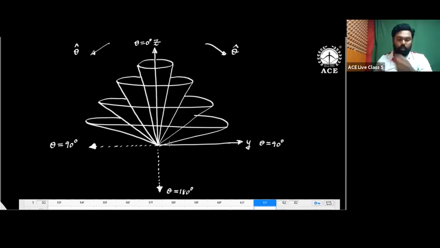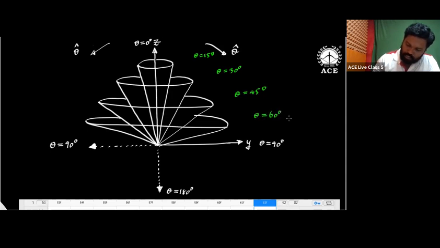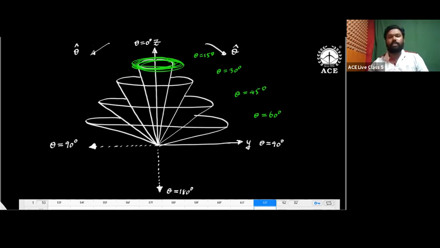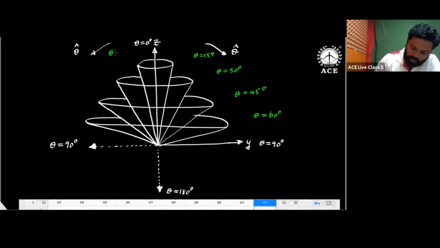What is this base of the cone? Let us say, if I say here the angle theta is equal to 15 degrees, what does that mean? Here theta is equal to 30 degrees. Here theta is equal to 45 degrees. Here theta is equal to 60 degrees. If I say over the base of the cone, what is the angle wherever you see? 15 degrees. That is the reason why I have taken the base of the cone.